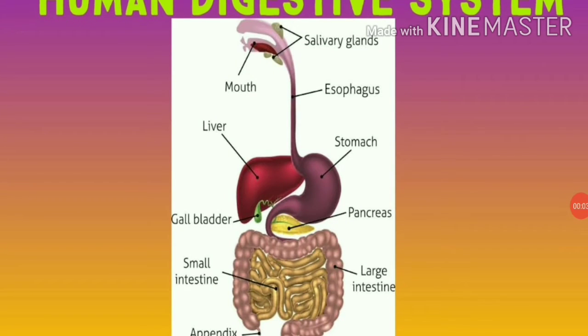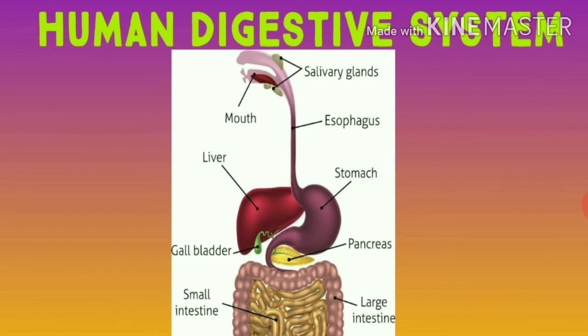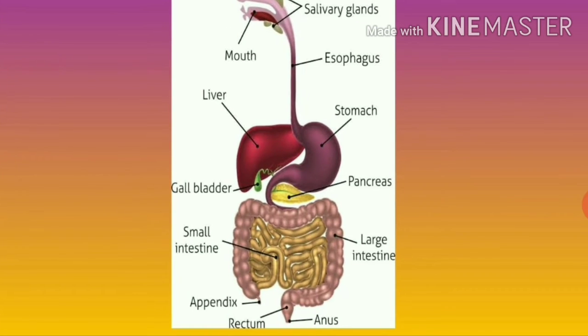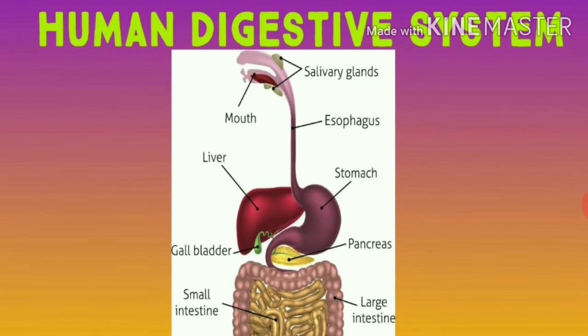Okay, so let's see the picture of the human digestive system. I already showed you a picture of the human digestive system, but once again let's revise the parts. See all the parts carefully: mouth, salivary gland, esophagus, stomach, liver, gallbladder, pancreas, small intestine, large intestine, appendix, rectum and anus. All these organs together constitute the human digestive system or alimentary canal.